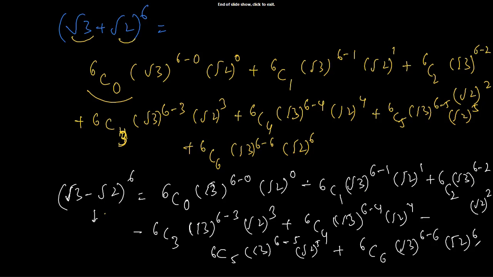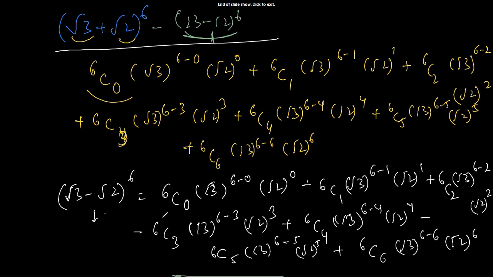Now, what is the question you have to see? The final question is this expansion minus this expansion. Whatever values you are getting through this expansion, all these values, there is a negative sign outside the bracket.